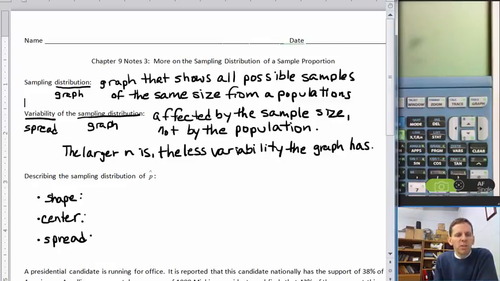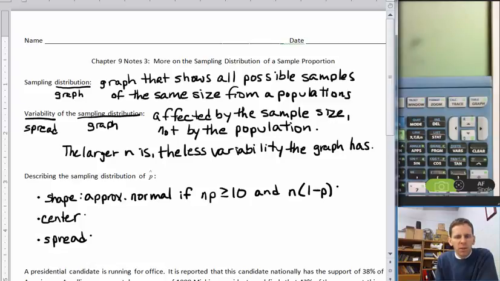We had said yesterday that the shape of the distribution is approximately normal if two things are true. n times p has to be greater than or equal to 10, and n times 1 minus p has to be greater than or equal to 10. This was our rule of thumb that we had talked about yesterday, rule of thumb 2. Some people also use the claim that if n is a large number, even if your probability is small, that should ensure that you get a number that's bigger than or equal to 10.